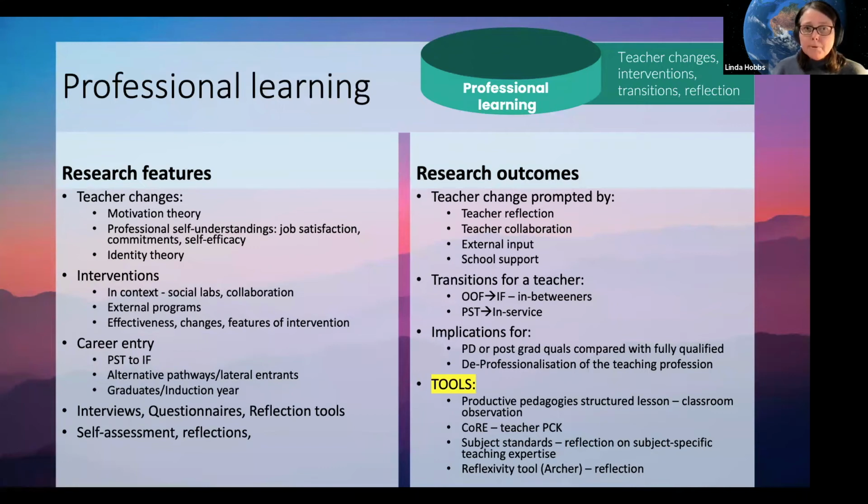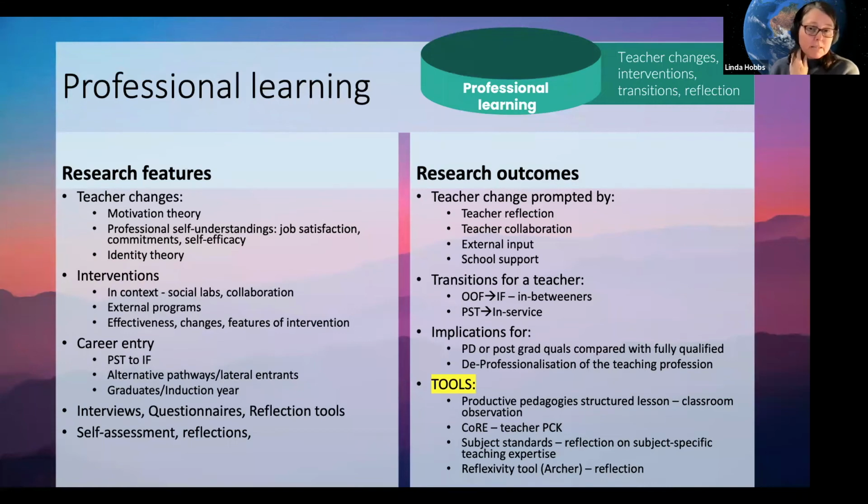And then there's the professional learning space, looking at how teachers change over time, often before and after an intervention, different points of your career entry, and different ways of entering the career, the lateral entrance or alternative pathways, which is a more common, more generic term, lateral entrance and career changes and all that language. Again, some similar sort of data collection tools.